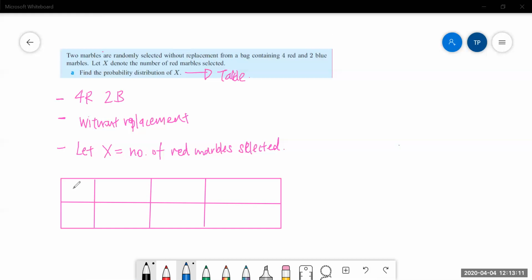So this will be my X. This is my probability of X equals... X: 0, 1, 2. So we need to find the probability of selecting 0 red marbles. What's the probability of selecting 0 red marbles?